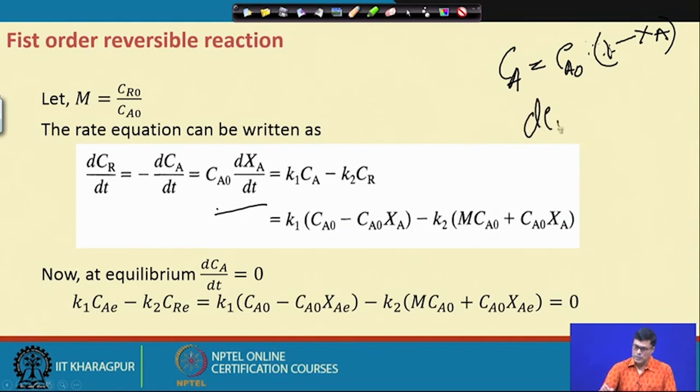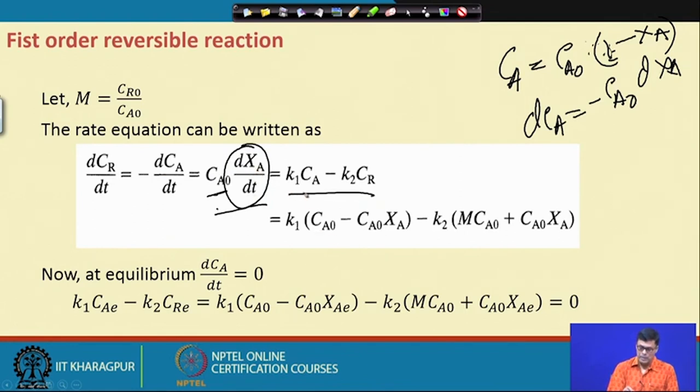Now, if you differentiate CA, this will be minus, and CA0 will be constant, so I can write CA0 into dXA. If you differentiate this equation, this is constant, so I can write it in this form: dXA by dt. CA equals CA0 into the fraction remaining. And what is CR? CR is usually 0 initially, and then it is the fraction converted, CA0 into XA. At the equilibrium condition, the net rate will be equal to 0.